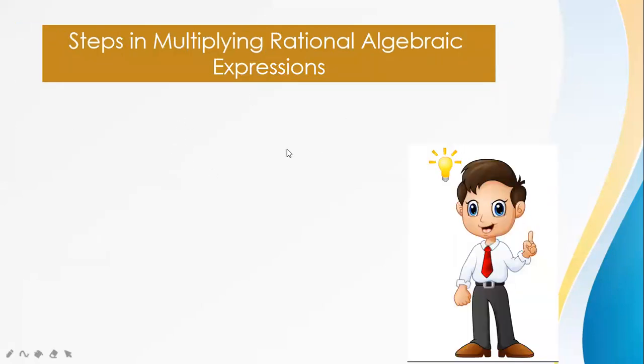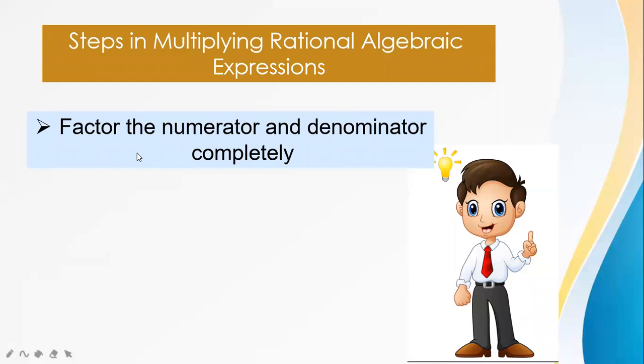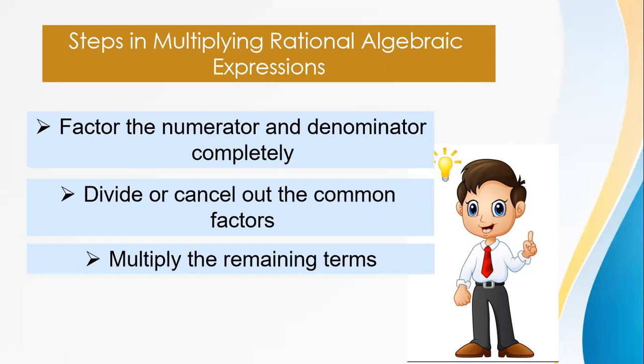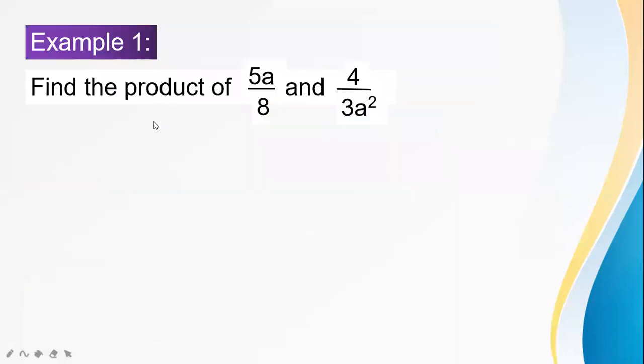Next, these are the steps in multiplying rational algebraic expressions. The first step: factor the numerator and denominator completely. Then the next one: divide or cancel out the common factors. Next, multiply the remaining terms. And then simplify. Example, find the product of 5a over 8 multiplied by 4 over 3a squared.